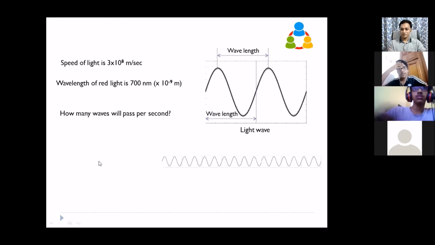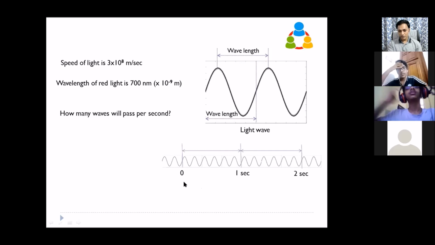Let us make the same drawing, and let us start counting from a specific point. So I'm starting counting from here. This wave, in 1 second, from this point onwards, the first wave will reach here. The second wave behind that, the third wave behind that will reach here. So what is this distance? 3 into 10 raised to 8. That is its speed. In 1 second, this will travel 3 into 10 raised to 8 meter per second.